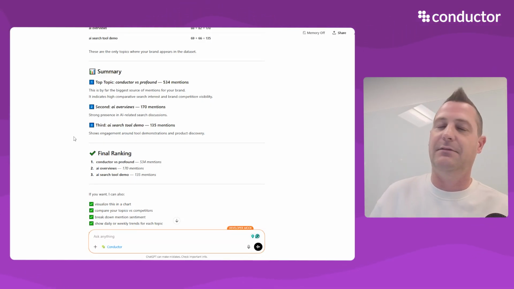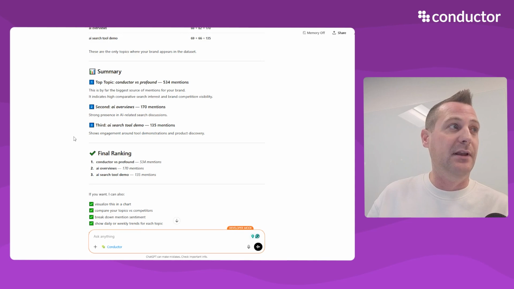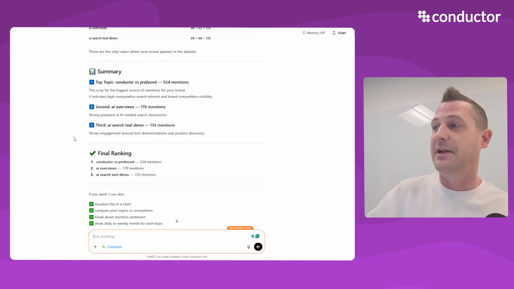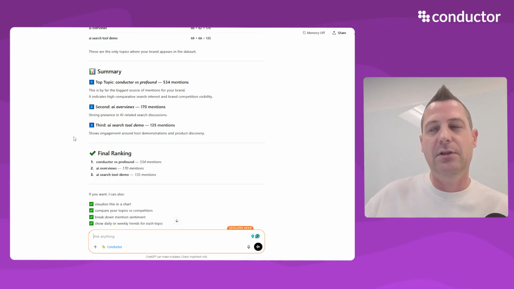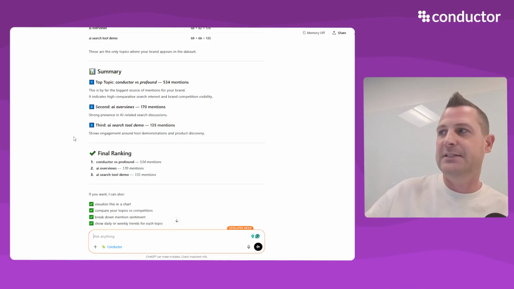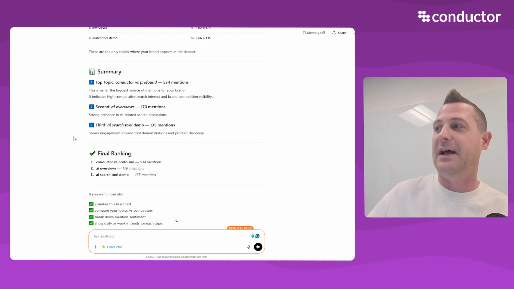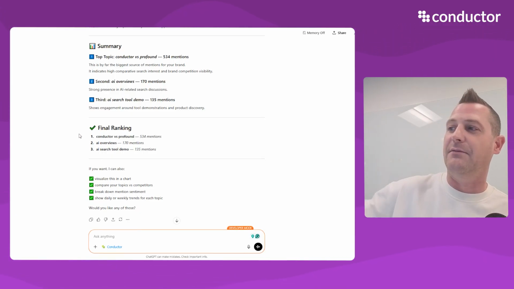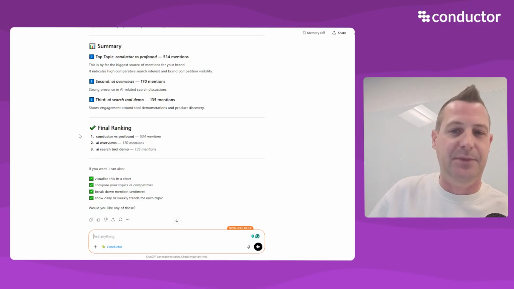And this is just, I would say, less friction, right, to getting that data out if you just need to understand something. And maybe you don't want to dig around. Maybe you just want to, hey, I got a meeting in 15 minutes. I need to know X, Y, Z, right? So looking at the summary, what do you have? Top topic is Conductor versus Profound, 534 mentions, and then ultimately it gives you a final ranking of what topics have the biggest number, right?